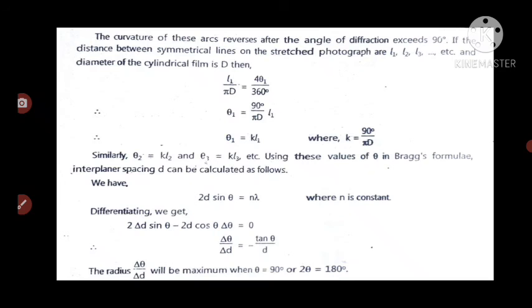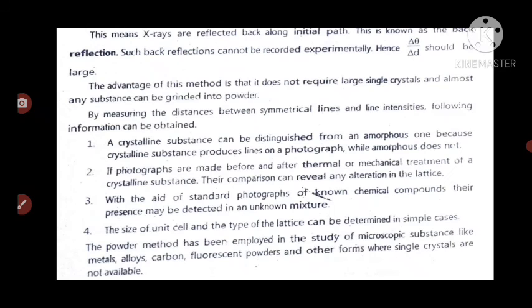where n here is a constant. By this diffracting condition, differentiating gives twice delta d sin theta plus twice d cos theta delta theta, which is the variation of the interplanar distance and angle, so that delta theta by delta d is equal to tan theta divided by d, and delta theta by delta d will be maximum at theta equal to 90 degree and theta equal to 180 degree.